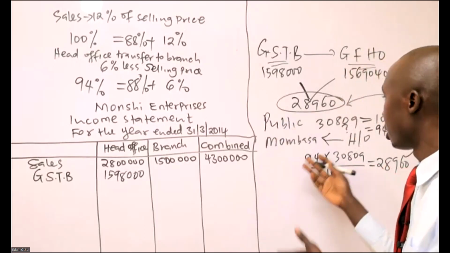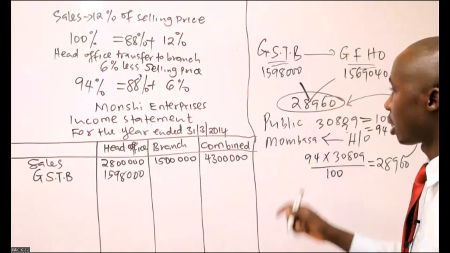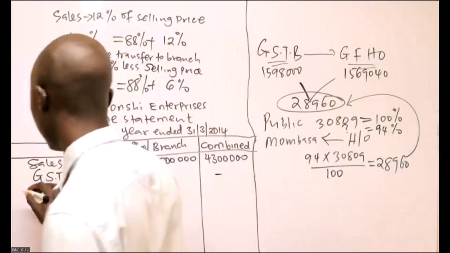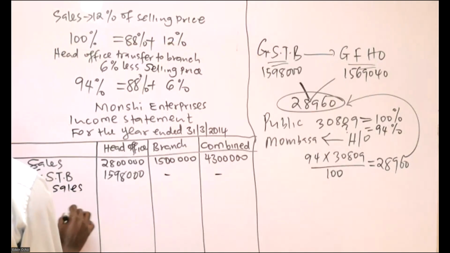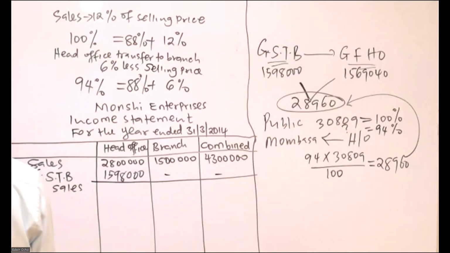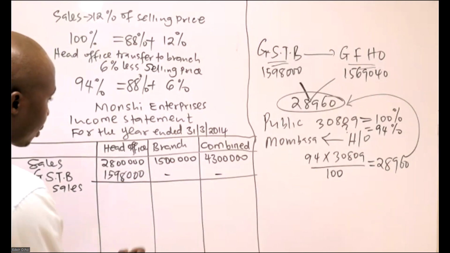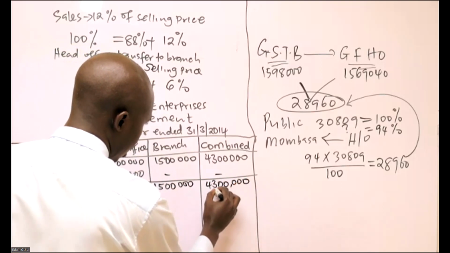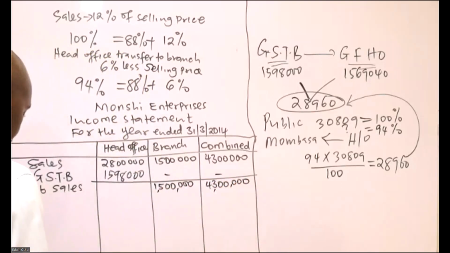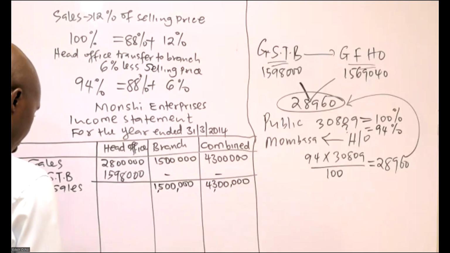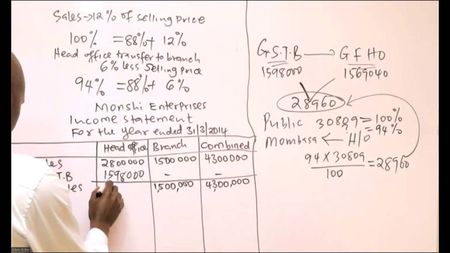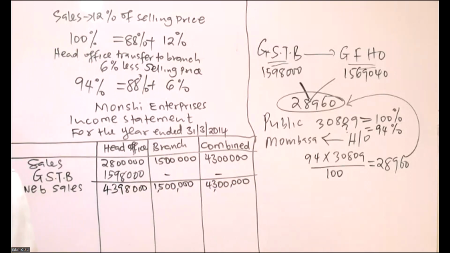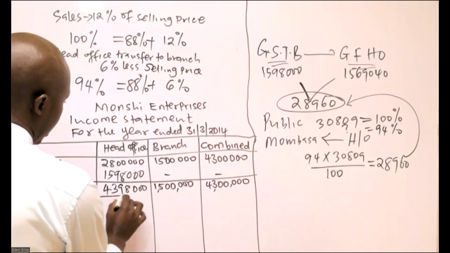The same. So meaning that they are just talking about the goods which were in transit. Remember, these were goods in transit. Anyway, that was just a proof. So here we have net sales. So the net sales, use your calculators. So we have 15. Here is 43. $28,000 plus $15,98. This is $43,98. So that is sales. So this one I can call it A.